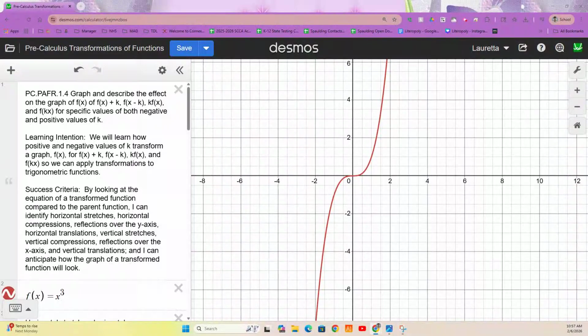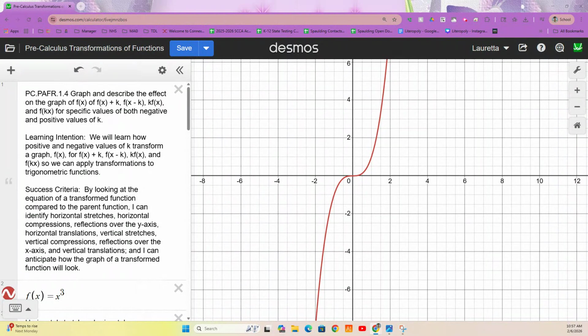The standard that we're working with is graph and describe the effect on the graph of f of x plus k, f of the quantity x minus k, times f of x, and f of the quantity k times x for specific values of both negative and positive values of k.